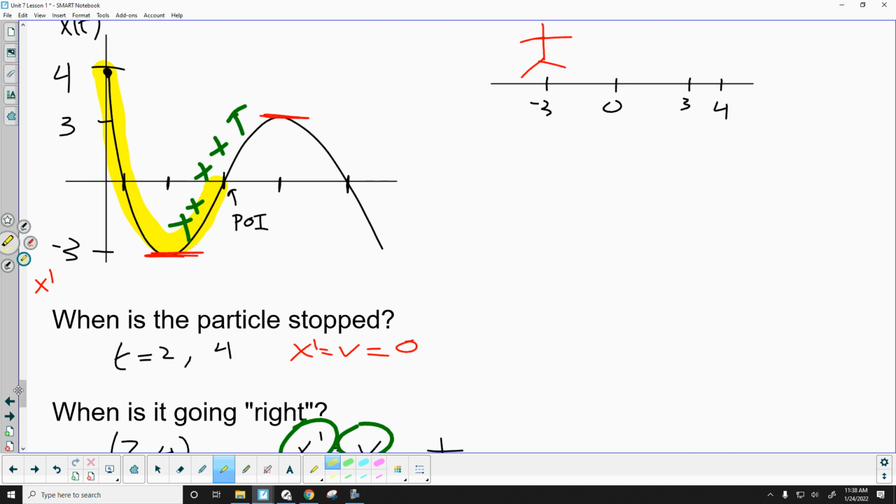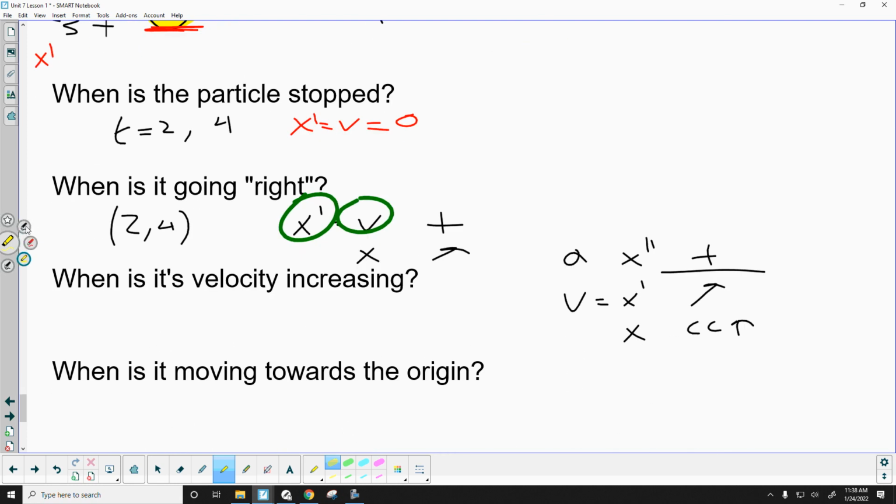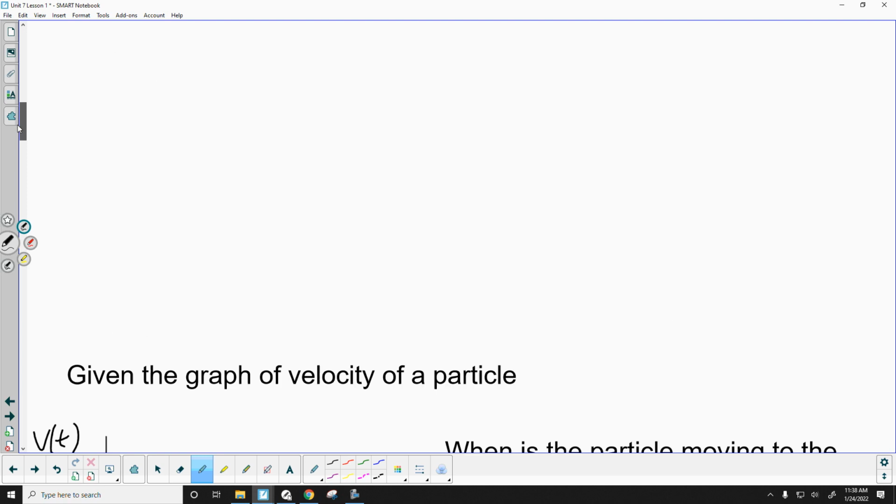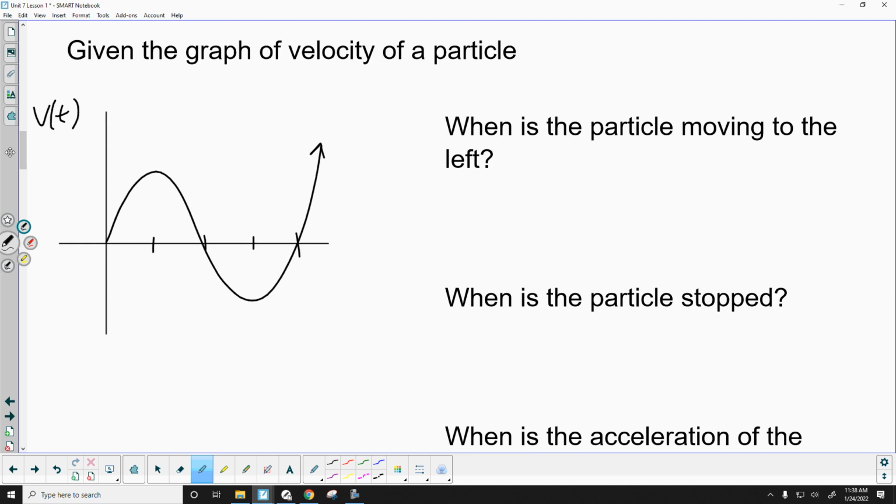Now, you might see a couple homework questions like this. But most of the questions will be given the graph of velocity. So let's go to one of those, and then we'll come back to the Unit 6 going backward questions. So skip the next 2 questions. Most of your questions are now, from now on, hey, this is V.